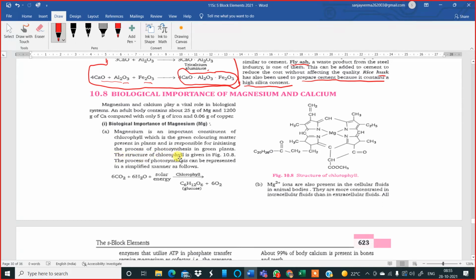The structure of chlorophyll is given over here. You can have a look. In the center, there is magnesium metal. That is the only metal over there. The rest are non-metals.